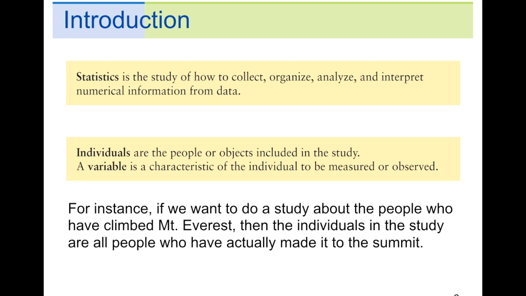Individuals are the people or objects included in the study, and a variable is the characteristic of the individual to be measured or observed. So the individuals are the things being studied. The variable is what about those things we are studying. So for example, if we want to do a study about people who've climbed Mount Everest, then the individuals of the study are the people who've made it to the summit.